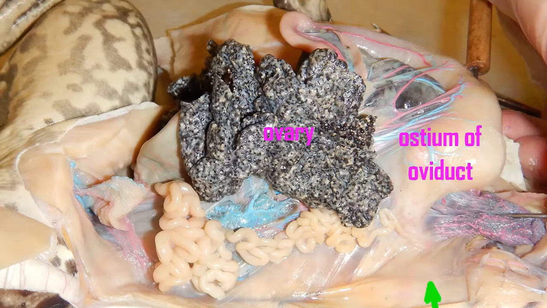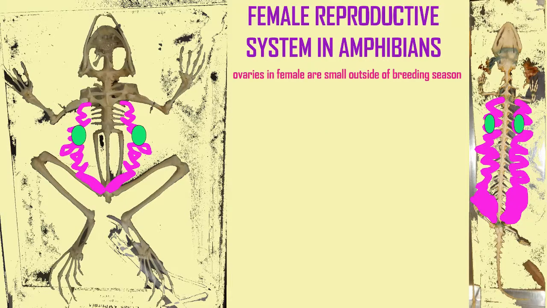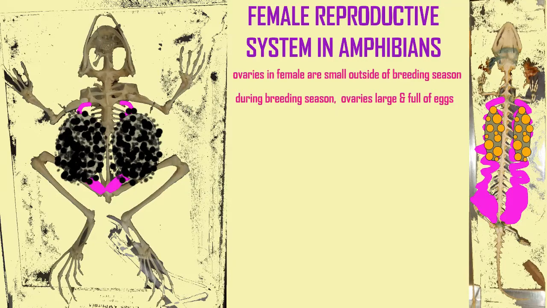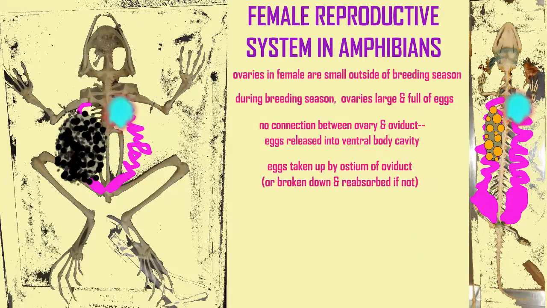They should be taken up by the opening of the oviduct, the ostium. But given that the ovary is not connected to the ostium, this does not always occur, and eggs which do not find their way to the oviduct can be broken down and reabsorbed.